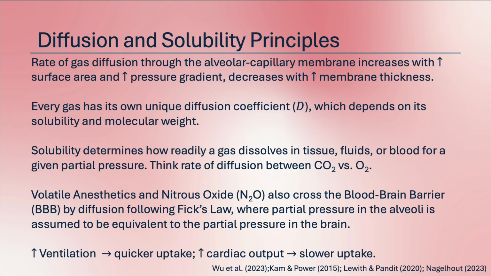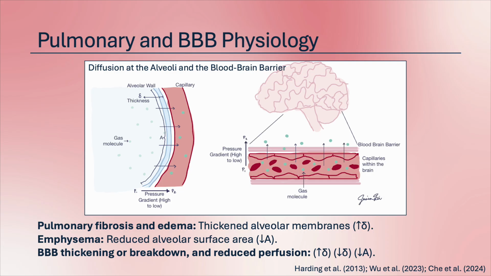Ventilation and cardiac output modify uptake. Increased ventilation raises alveolar partial pressure and speeds diffusion, while high cardiac output can slow the rise in alveolar pressure because more anesthetic is carried away into the bloodstream. This diagram illustrates the application of Fick's law across both the alveolar capillary membrane and the blood-brain barrier. In both systems, gases move from higher to lower partial pressure across a membrane with defined surface area and thickness.